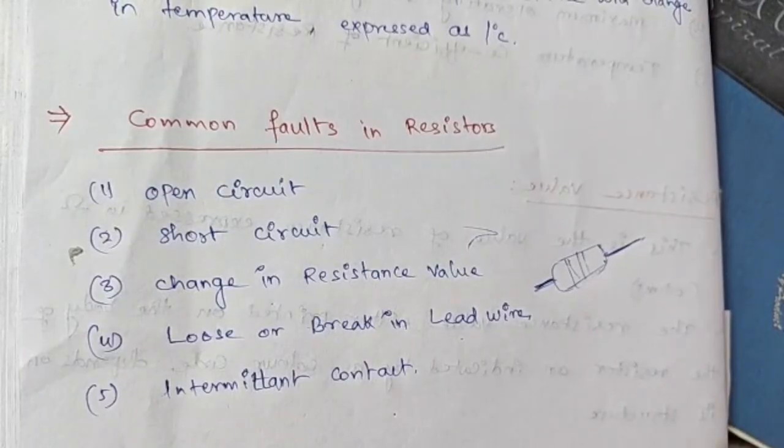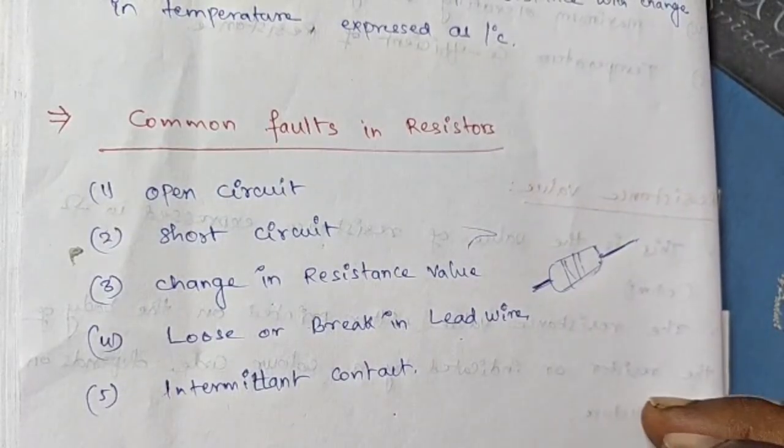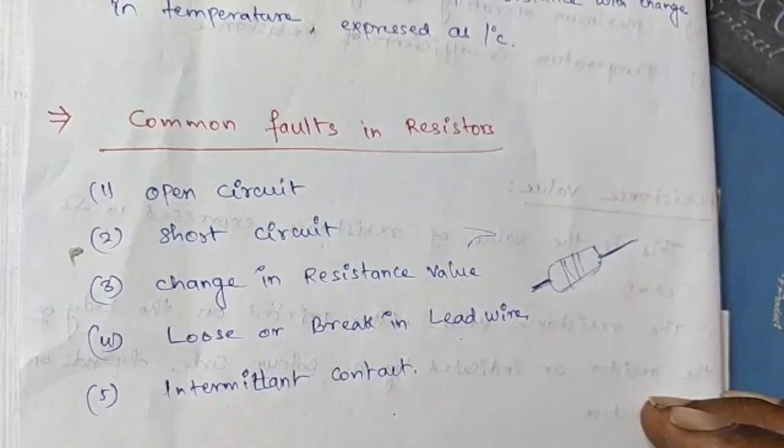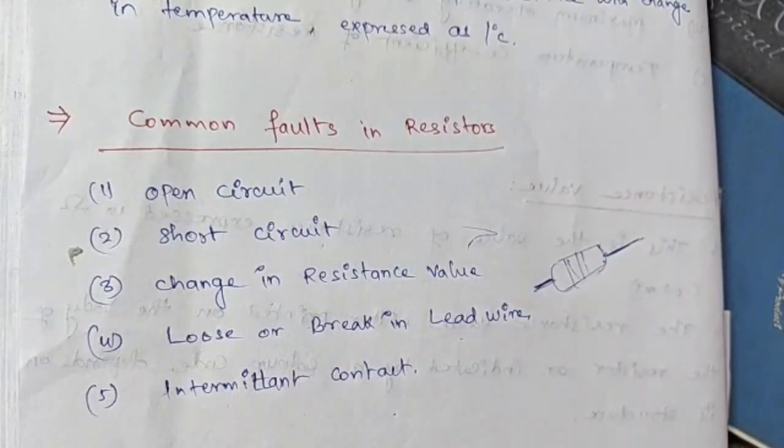Right. So in this video, what have you learned? You have learned the specifications of a resistor and the importance of each specification, and second, the common faults in a resistor.